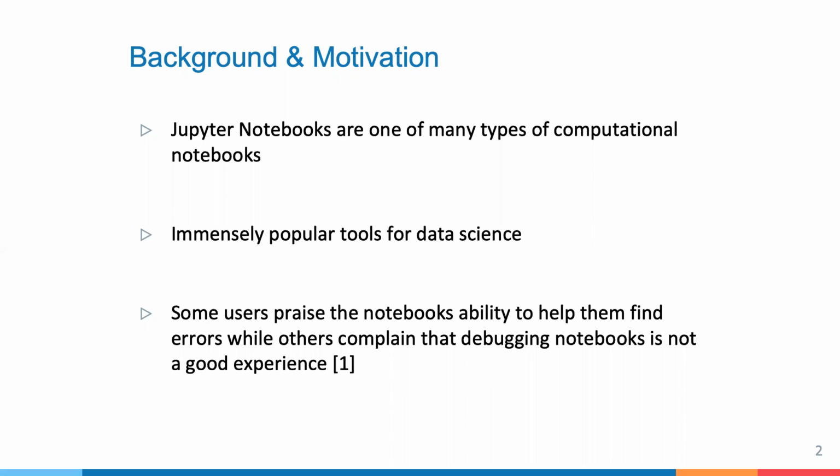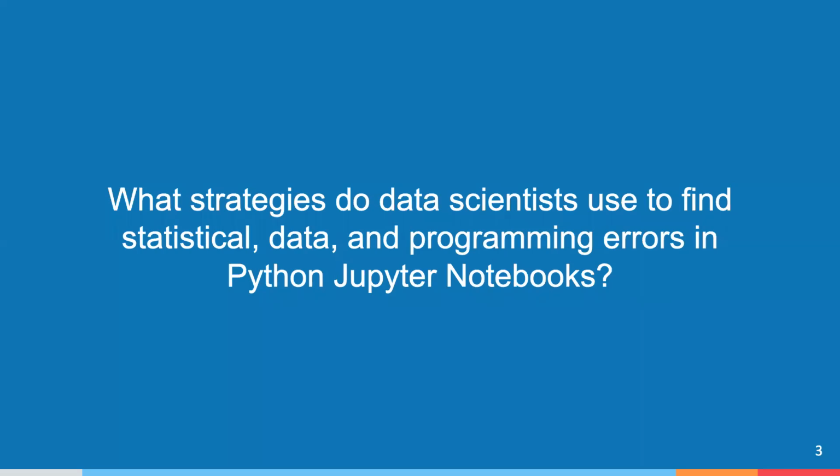Some users of Jupyter Notebooks praise their ability to help them find errors, while others maintain the stance that debugging in Jupyter Notebooks is not a good experience. While we may know how users feel about debugging Jupyter Notebooks, we do not know how they perform debugging in Jupyter Notebooks. This leads me to our research question. What strategies do data scientists use to find statistical, data, and programming errors in Python Jupyter Notebooks?